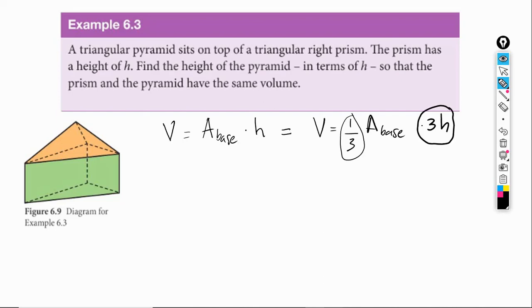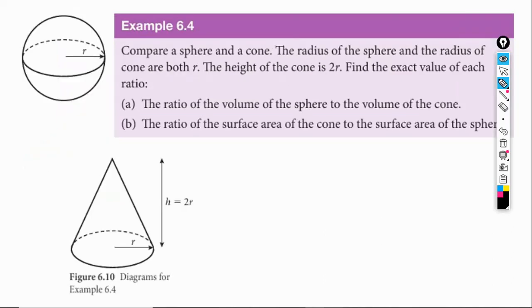Very well, so here we are now in example 6.4, where they ask us to compare a sphere and a cone. The radius of the sphere and the radius of the cone are both r. The height of the cone is 2r. Find the exact value of each ratio. So we're going to start with part A, where they want us to find the ratio of the volume of the sphere to the volume of the cone.